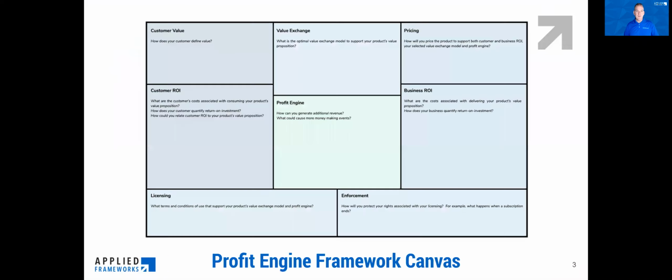So let's get started. The Profit Engine framework canvas was introduced by a recent blog post by my colleague Carlton Nettleton. This framework enables businesses to create business models that succinctly describe the way that the business will actually make money and create opportunities to generate more revenue and in turn more profit. So this video starts in the top left with customer value. We want to dig into the question of how do customers define value?